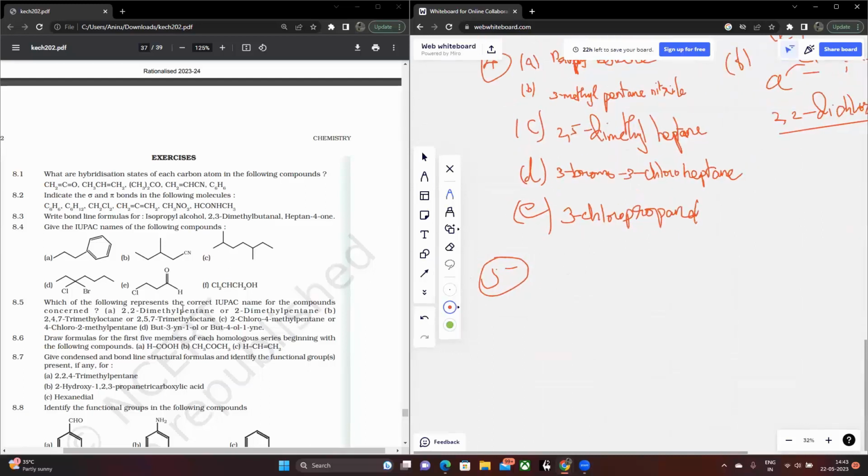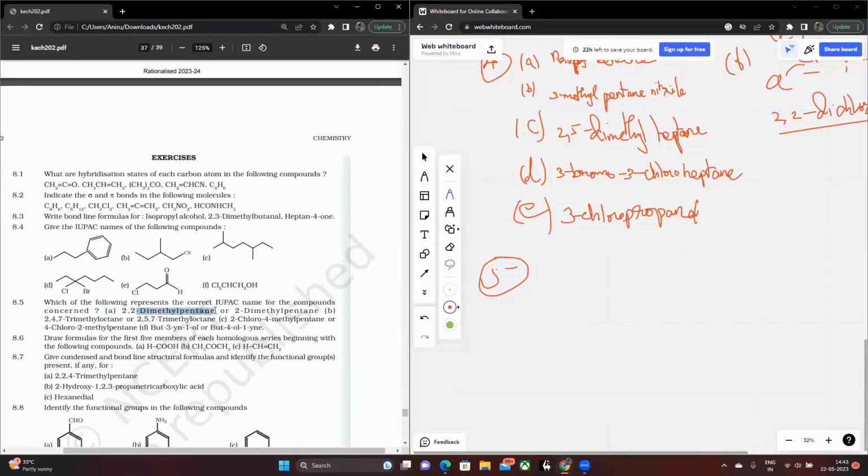Question number 5 is, which of the following represents the correct IUPAC name for compounds? So I'll be drawing the compounds and I'll be discussing why each name is correct or wrong. This is 2,2-dimethylpentane or 2-dimethylpentane. They're asking which one is correct.